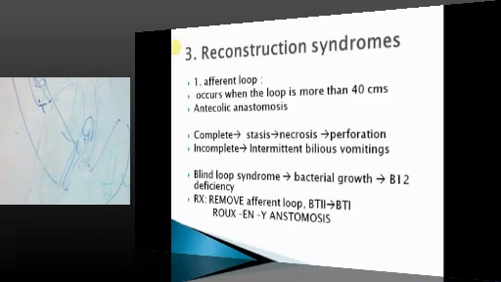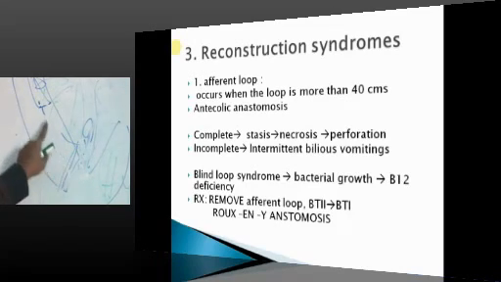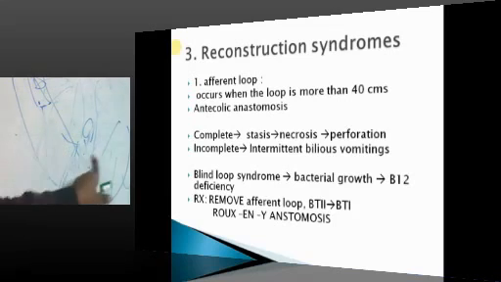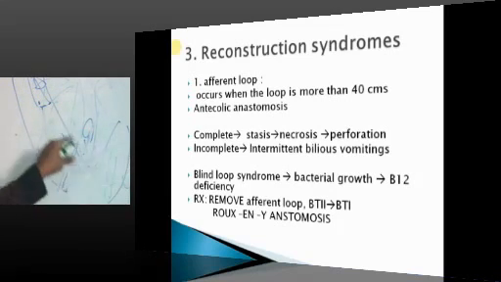Okay, if it is complete obstruction, it causes necrosis and perforation. If it is incomplete obstruction, slowly it will be going, but there will be some obstruction which leads to bilious vomitings. Some stasis of this bilious content will be there. Sometimes suddenly they will empty into the stomach, which causes bilious refluxes and bilious vomitings. Okay, but no food will be there in that bilious vomiting, because food is going through the efferent limb. Only the afferent limb is obstructed.